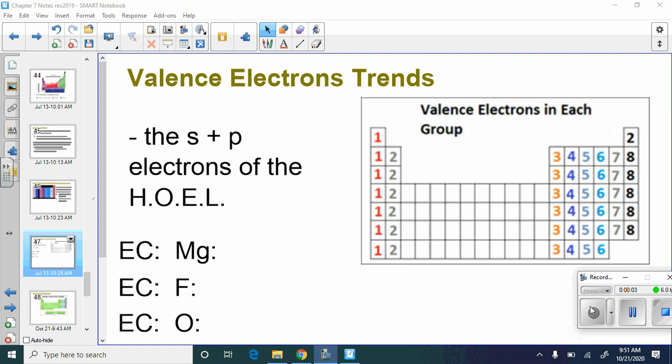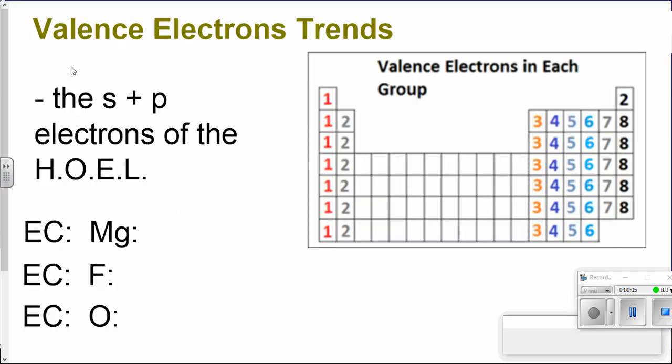Hello, everyone. Last two trends for this chapter, actually real easy ones: the valence electron trends and the ionic charge trends. So with valence electrons, you'll see on our chart, we are going to just consider the main group elements, groups 1 and 2, and then 13 through 18. And you'll notice that the valence electrons are actually quite simple.